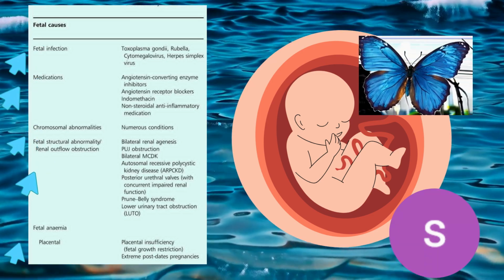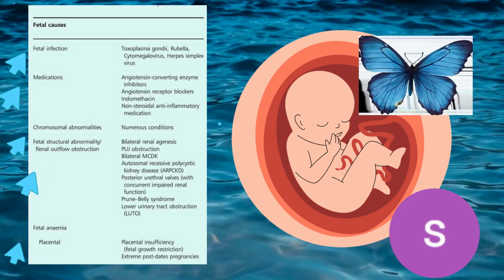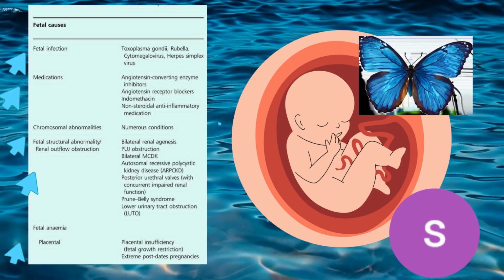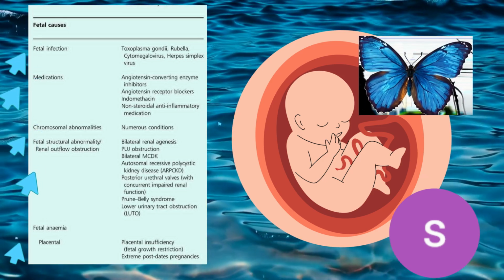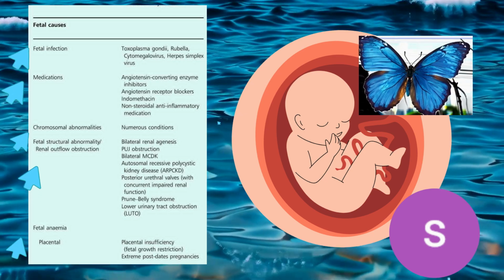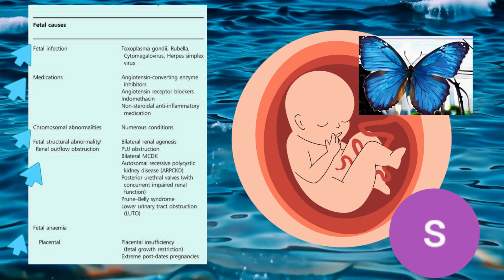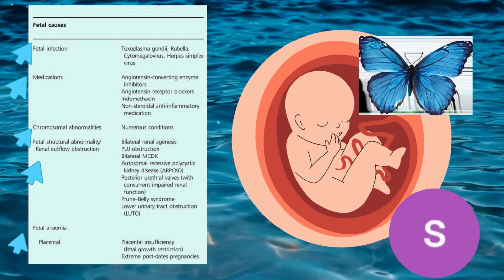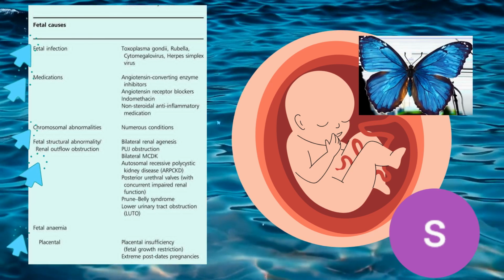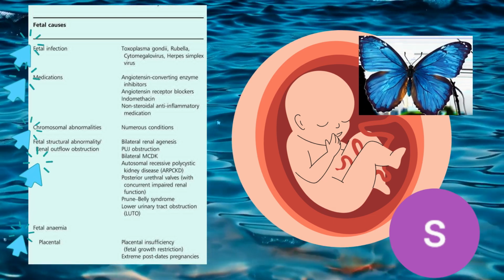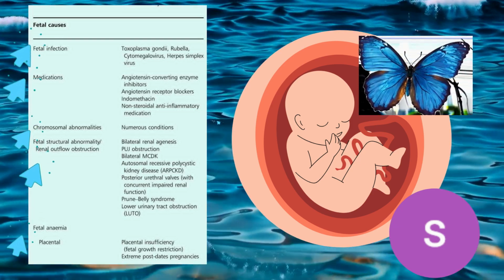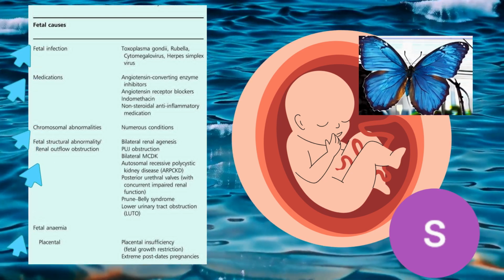Fetal causes include fetal infection like Toxoplasma gondii, rubella, cytomegalovirus, herpes simplex virus; medication use, angiotensin converting enzyme inhibitor, angiotensin receptor blocker, indomethacin, non-steroidal anti-inflammatory medications; chromosomal abnormalities, fetal structural abnormality, renal outflow obstruction, bilateral renal agenesis, pelviureteric junction obstruction, bilateral autosomal recessive polycystic kidney disease, posterior urethral valve obstruction, Prune belly syndrome, lower urinary tract obstruction, fetal anemia, placental causes like placental insufficiency, multiple gestation like twin to twin transfusion syndrome, or rupture of the membrane.